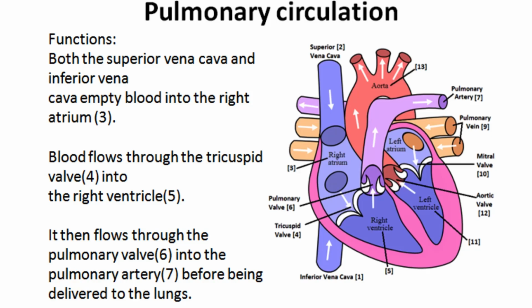So deoxygenated blood first enters into the right atrium through the inferior vena cava and superior vena cava. Then from the right atrium, through the tricuspid valve, it enters into the right ventricle. Once the blood enters the right ventricle, it is pumped through the pulmonary artery, denoted by number 7. Through the pulmonary artery, it will enter into the lungs.